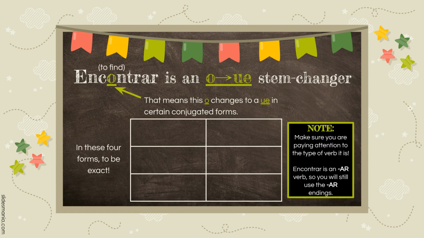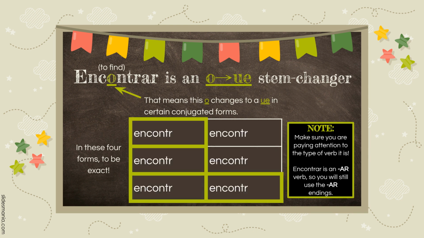So let's conjugate it. You can break this down into 3 steps. Step 1 is to take off the ending. This is always going to be the first step to conjugation. Now I have just the stem in all 6 forms. And since it's a stem changer, I have to remember to change the O to a UE in these 4 forms. That's step 2. Make sure all of those O's inside the boot have been changed to a UE. Step 3 is just plugging and chugging those regular AR endings into all of the verbs.